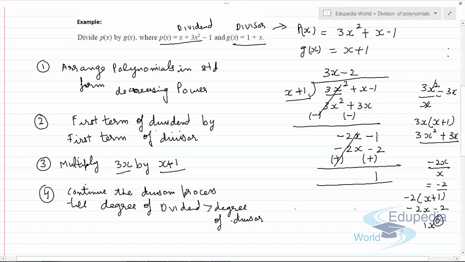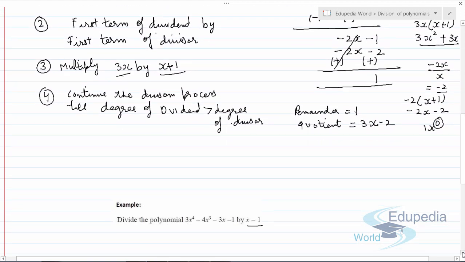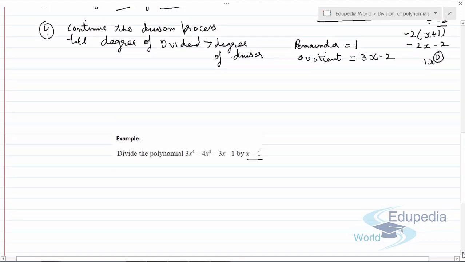So what we get is, we get remainder as 1, quotient as 3x minus 2. So this is how we do division in polynomials. So let's do another example to make it more clear.